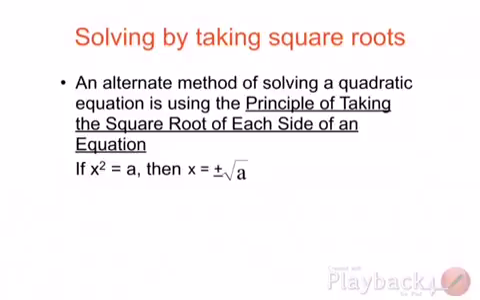So if I was to say x squared is equal to 9, then x is equal to the square root of 9, then x is equal to plus or minus 3, because negative 3 times negative 3 is 9, and positive 3 times positive 3 is 9, so you have to take both solutions into account.